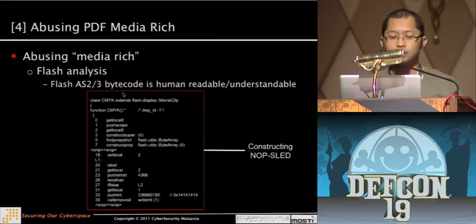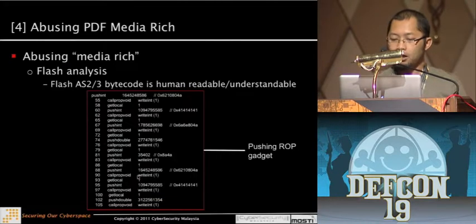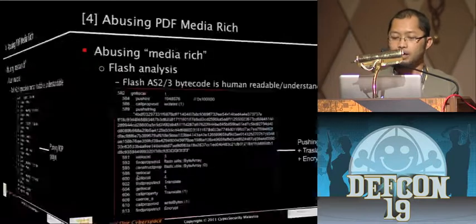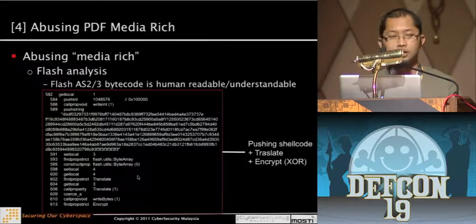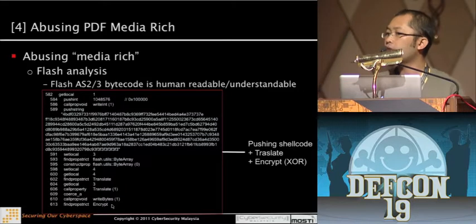And if you cannot do decompiling, you can always do some bytecode analysis here. For example, this one is pretty much trying to construct the NOP slide for the shellcode. You can see over here it pushes some stuff, push integer, and there are a couple of loops over here to assign the array. And this is another one pushing some ROP gadgets on top of the shellcode. And then pretty much here, you can also put some shellcode and try to translate it and encrypt it. So when it comes within the PDF, you just have a properly obfuscated Flash file within your normal PDF.